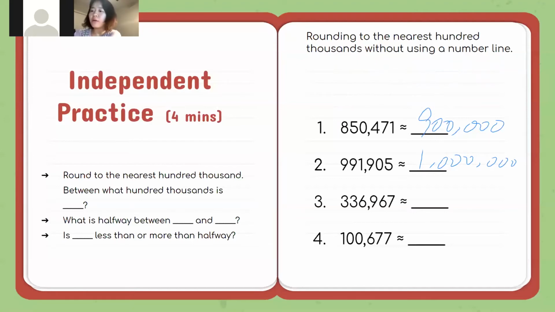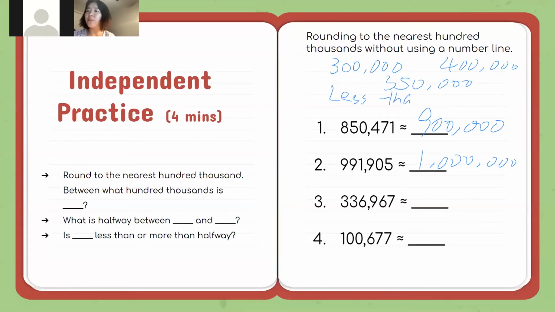Okay, and the third number, 336,967. So round to the nearest 100,000. Between what two 100,000s is 336,967? It will be 300,000 and 400,000. And what is the halfway between 300,000 and 400,000? Will be 350,000. And is 336,967 less than or more than the halfway? The answer is less than. And with the number that is less than the midpoint, we'll round this number down. So 336,967 is almost equal to 300,000.